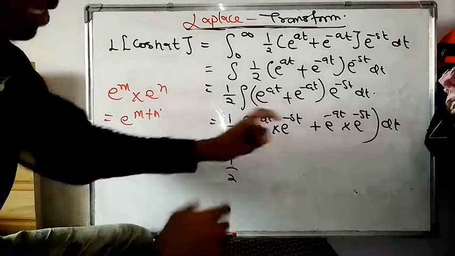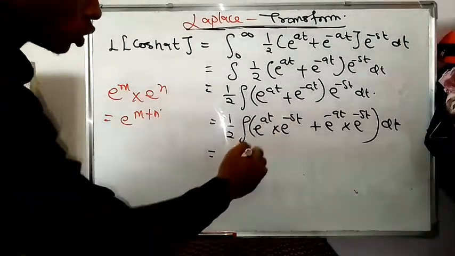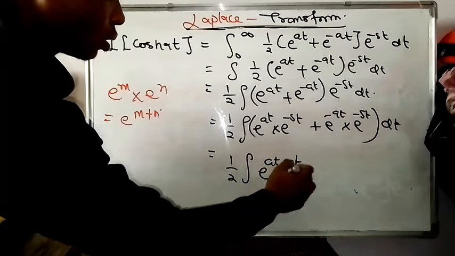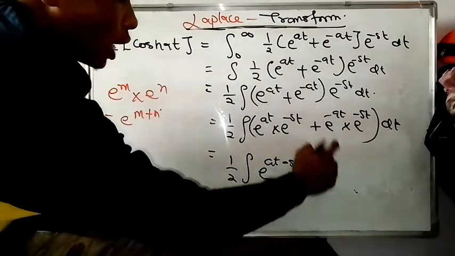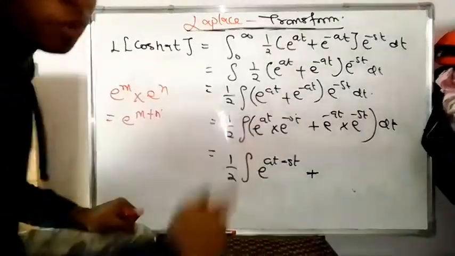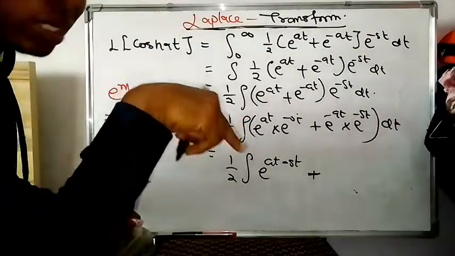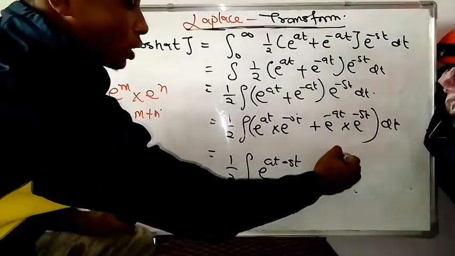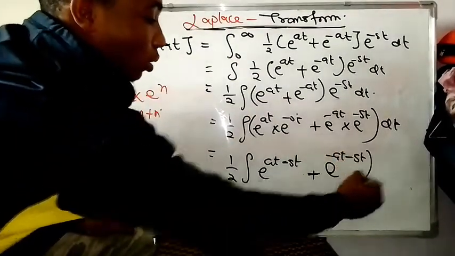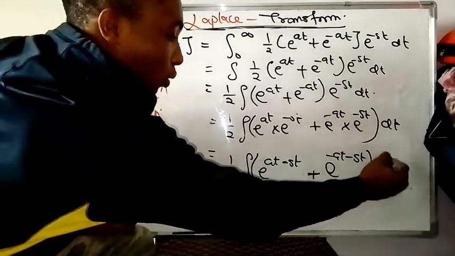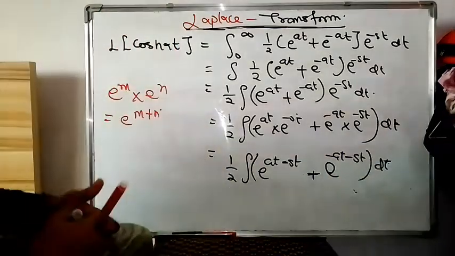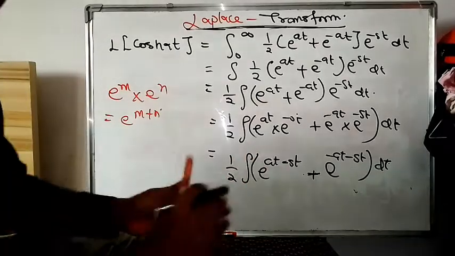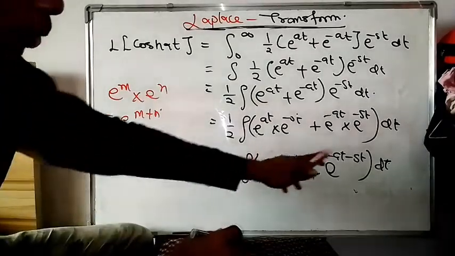The exponential of at times the exponential of minus st, due to this minus, is going to be integral of exponential at minus st, plus exponential of minus at times the exponential of minus st, which is equal to the exponential of minus at plus minus st, so which is exponential minus at minus st dt. Right? So now we're going to be integrating. Before we integrate it, let's simplify it in a simpler term. So let's simplify their powers.